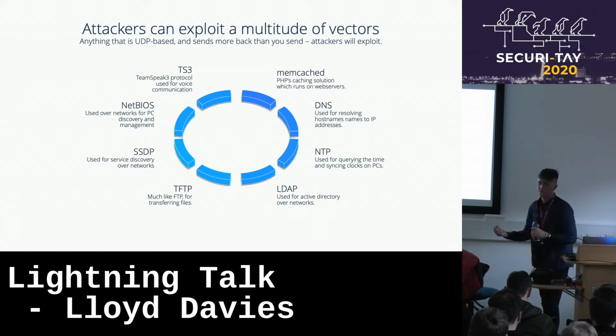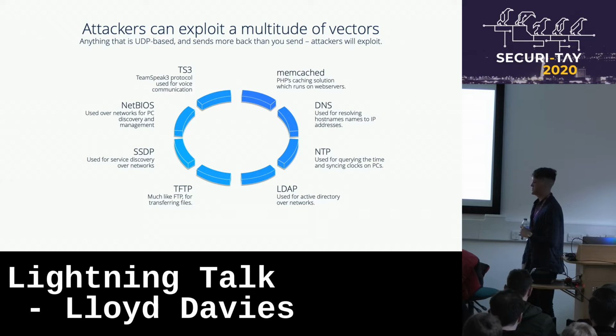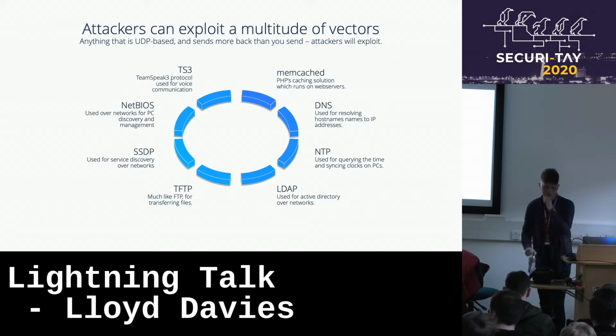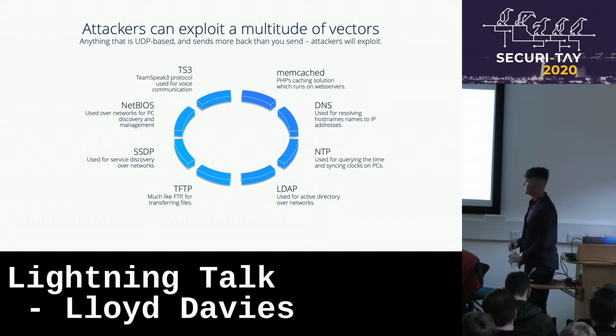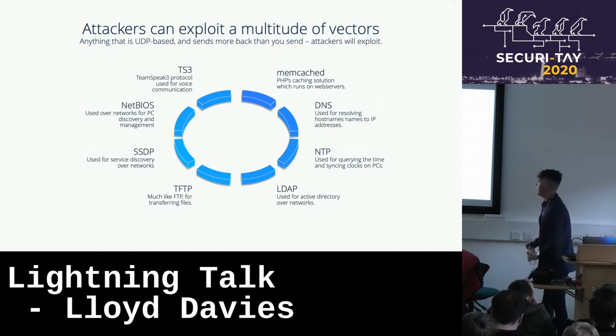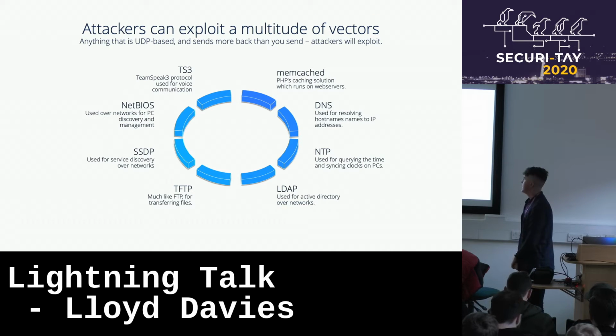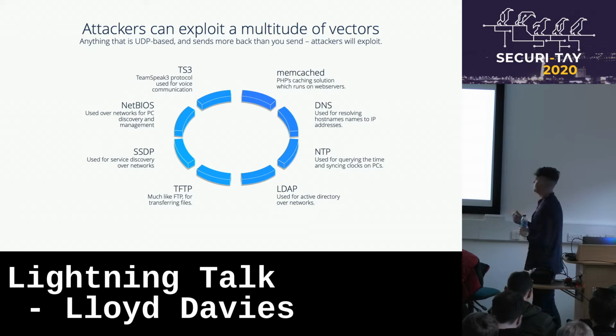So what attackers will do is scan the entire internet for these vulnerable servers and say, oh, that's returning a lot of bytes. Let's take all of them as a list and use that to attack people. These are common services like NTP, which everyone's phones use for time, LDAP for directory stuff, and TFTP for file transfer. They're all common protocols, and these protocols were made decades ago, apart from Memcache, which is not quite as ancient.